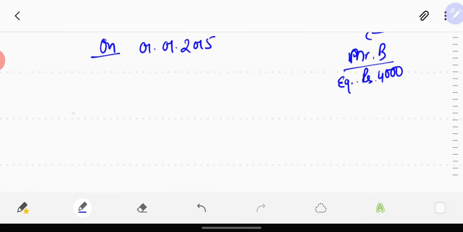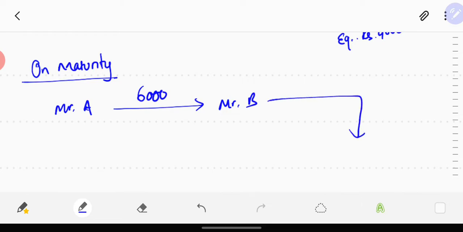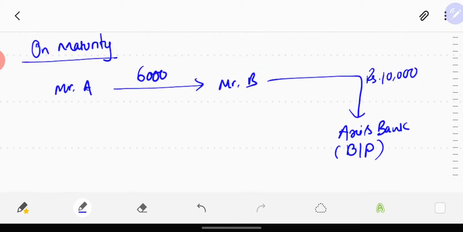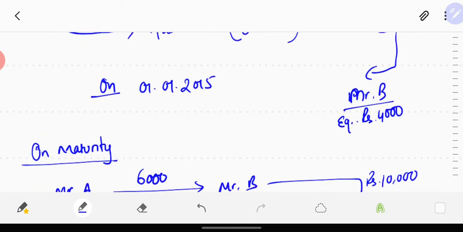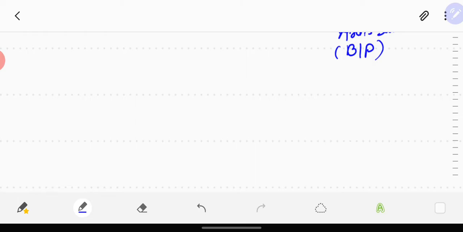Okay, now if you go to maturity, what will happen? Mr. A will pay to Mr. B the remaining sum of money, say 6,000 was remaining. Now Mr. B will pay Axis Bank against the bill, which is bills payable in case of Mr. B, rupees 10,000. Okay, in this way, the whole process will be completed. Now let's go to the accounting part. If you want to see the PDF, I have also attached this PDF with this YouTube video. So if anything has been left, you can see the PDF which is attached. Let me do the accounting part first.